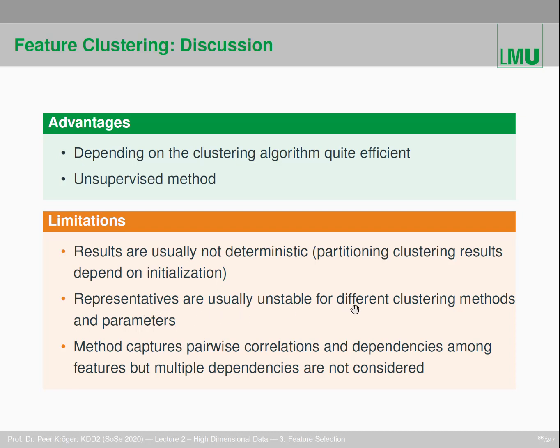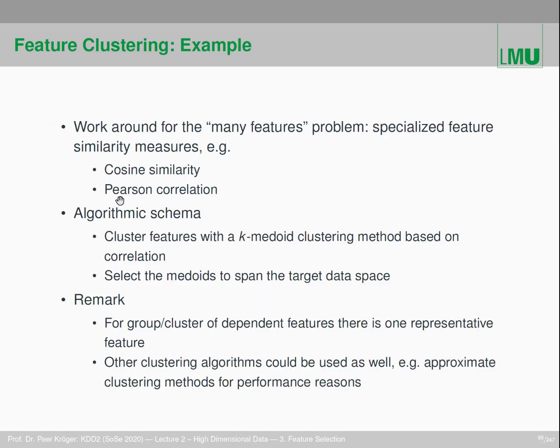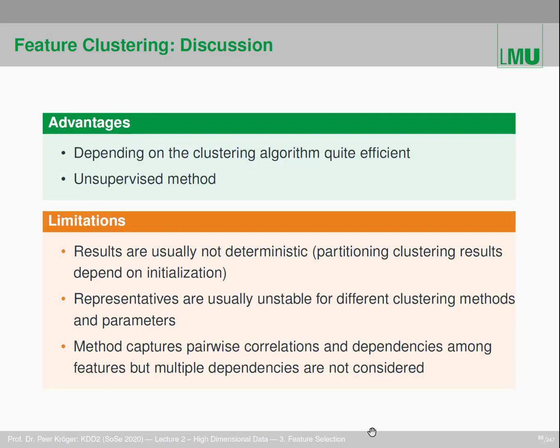Representatives are usually unstable for different clustering methods and parameters. Well, the mean is less stable than the Medoid, for example. So this is another argument for using the Medoid here, because outliers in the clusters will heavily affect the mean, but less the Medoid. And the methods typically capture only pairwise correlations and dependencies, because if you use Pearson correlation, it's just pairwise correlation.